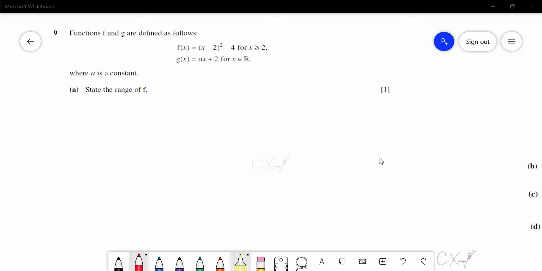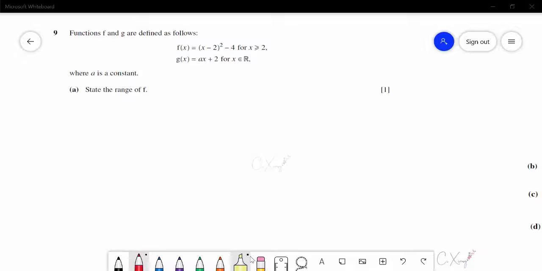So question number 9. We are having the functions f and g, which are defined as follows. These are the functions for f and g, and the domain is given for each function, where a is a constant. So for the first part, they want us to state the range of f.